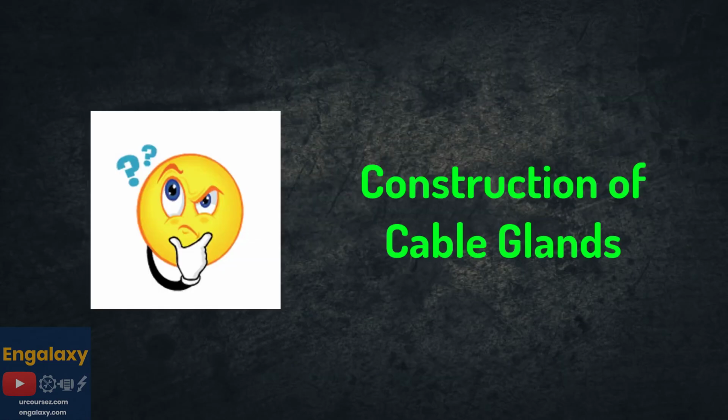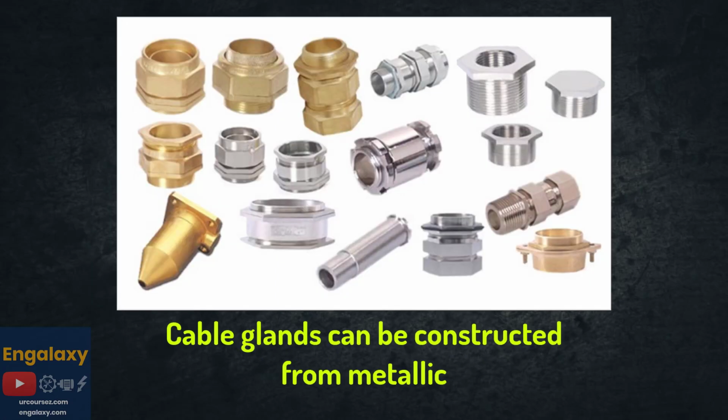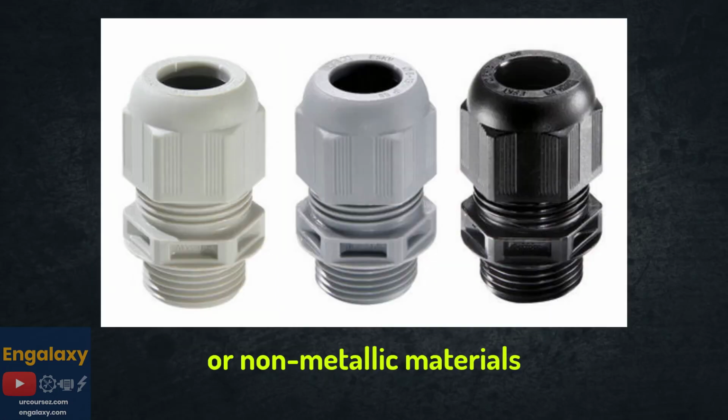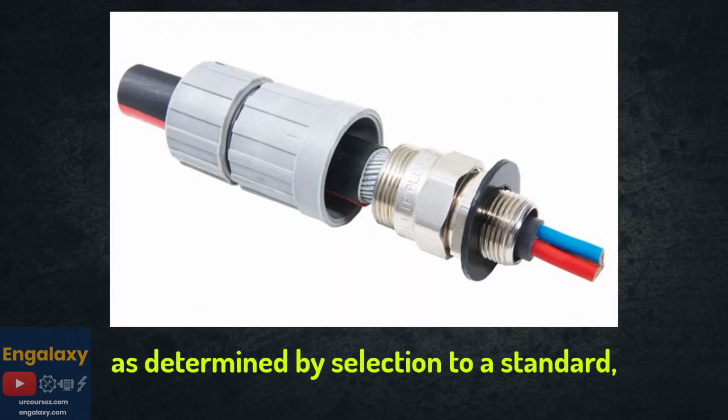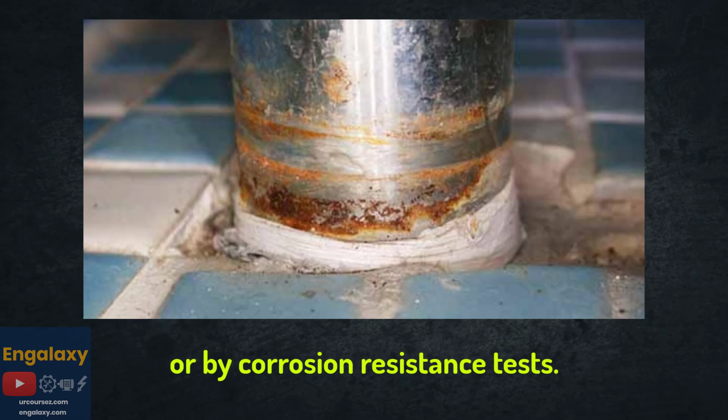Construction of cable glands. Cable glands can be constructed from metallic or non-metallic materials, or a combination of both, which may also be resistant to corrosion, as determined by selection to a standard, or by corrosion resistance tests.